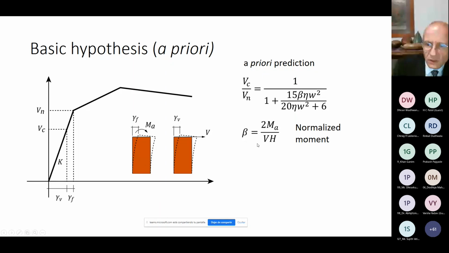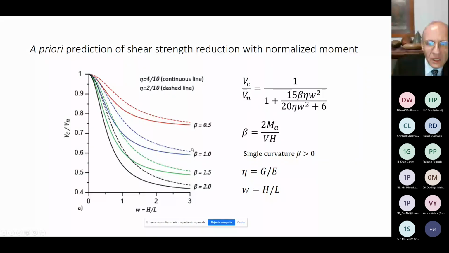Beta is a normalized moment, and eta is the ratio of the shear modulus and the elastic modulus. This is eta. So these are material properties. This is the aspect ratio, and this is the applied load moment. So this is a very simple formula. Well, it doesn't look that simple, but this is the plot.